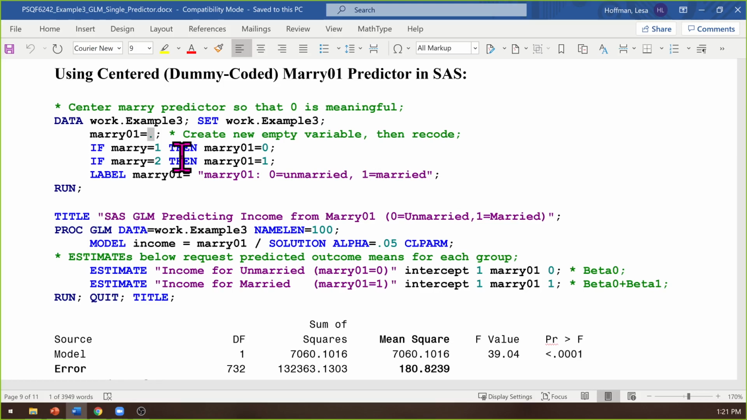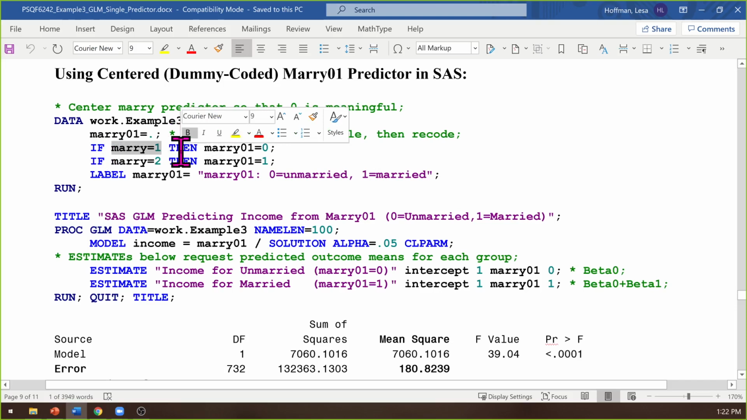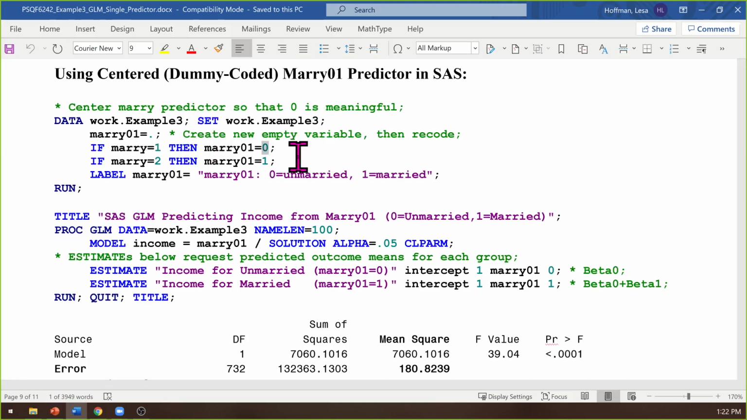Then I'm using conditional logic to conditionally fill in that blank new column. So the new column comes in the second half of the statement in SAS code. So in English, what this is saying is that if the column I already had, which was called Mary, equals 1, then in the new column I just created, fill in a 0 instead. So for those people who used to be a 1, make them a 0 in the new column. For those people who used to be a 2, make them a 1 in the new column.